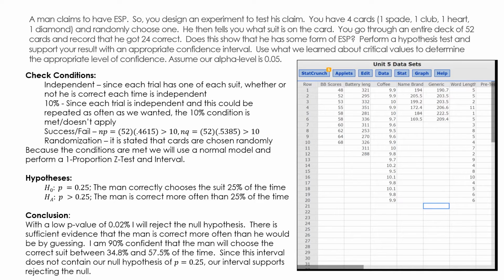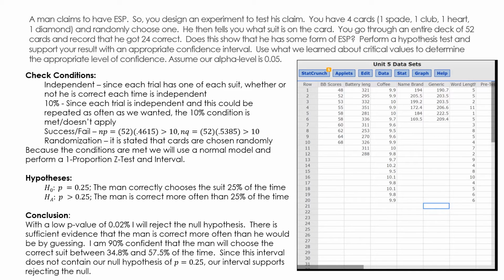And so in a proportion, the conditions I check are independence, 10%, success/fail, and randomization. I've checked them there for you, and everything is met. Remember that because this is proportions, we're not doing nearly normal, we're doing success/fail. And again, I'm able to do a 1 proportion z-test and interval.